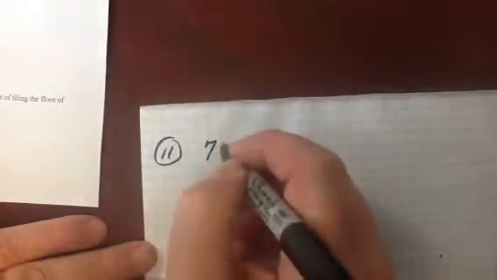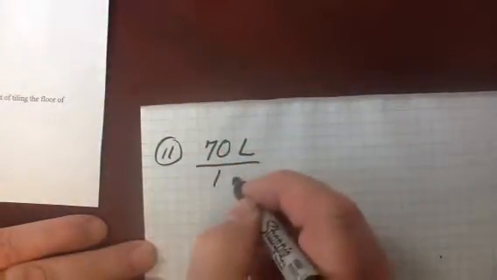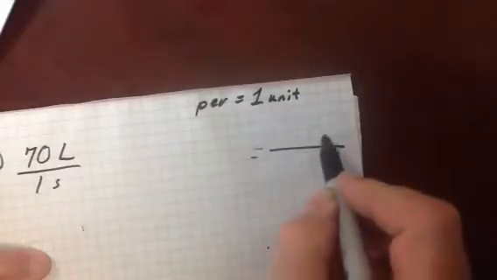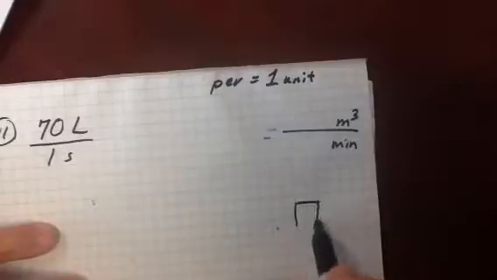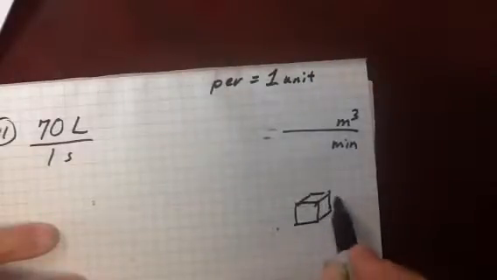For number 11, convert 70 liters per second into cubic meters per minute. So I have 70 liters per second, and once again, per equals 1 unit. Okay, and we want to change this into cubic meters per minute. And a cubic meter is simply a cube, but each side length is 1 meter tall.